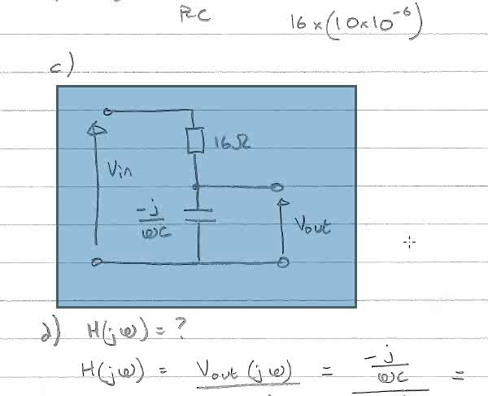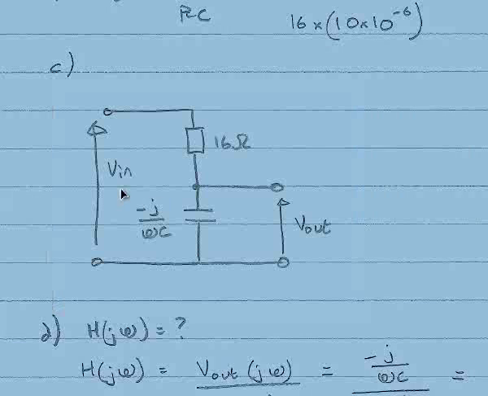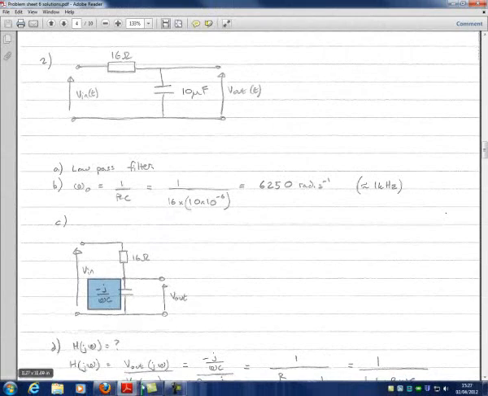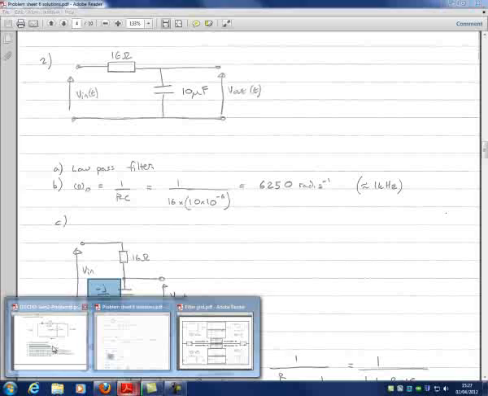The other thing I've done in here is I've just replaced the capacitor. Instead of 10 microfarads, I've replaced this with minus J over omega C. And before, when I've used capacitors, I've said it's minus J 1 over omega C. It's exactly the same, it's just a slightly different way of presenting it, and in case of filters, it makes the mathematical manipulation of the complex voltage transfer function a little bit simpler, but it's exactly the same.